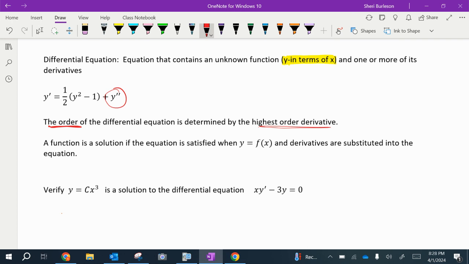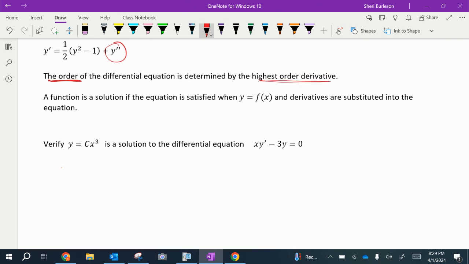A function is a solution if the equation is satisfied when the function y and the subsequent derivatives are substituted into the equation. So if I were given a function y and I plugged it into this equation we have up here, and I plugged in the first derivative of y, and the second derivative of y, and it made the equation true, then that function is a solution to that differential equation.